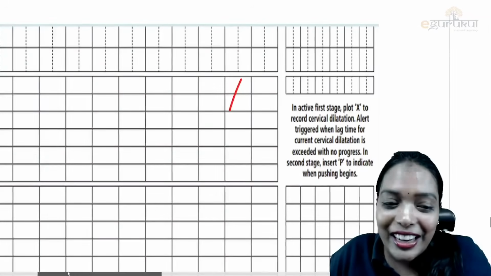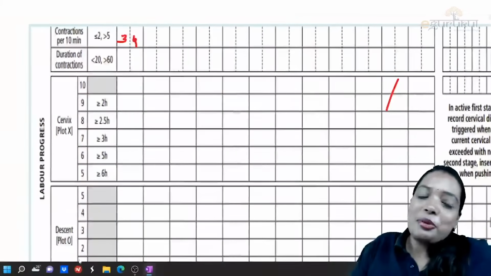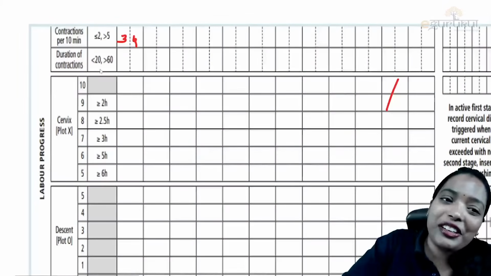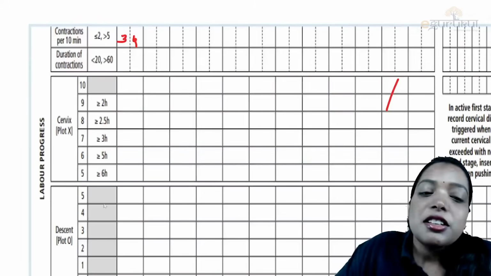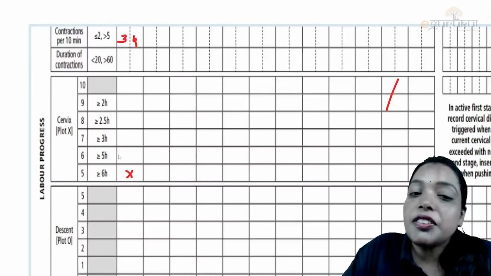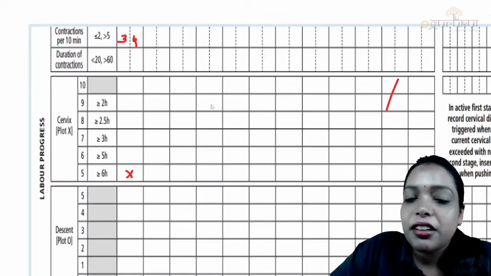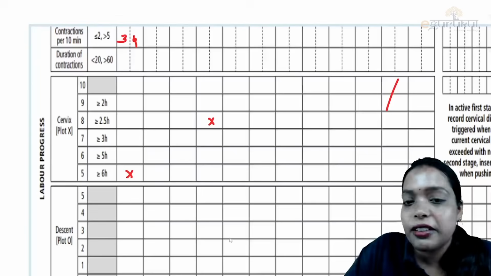Now, in the WHO partogram we used to have an alert line and an action line, and understanding it used to be so difficult. But here there is no alert line, no action line. It is just plotting an X. As soon as she has become 5 centimeters, you plot an X. After 4 hours, you have to examine again, and depending on how many centimeters she has become, you plot it. Let us say after 4 hours she has become 8 centimeters, so I'm going to plot it here again.